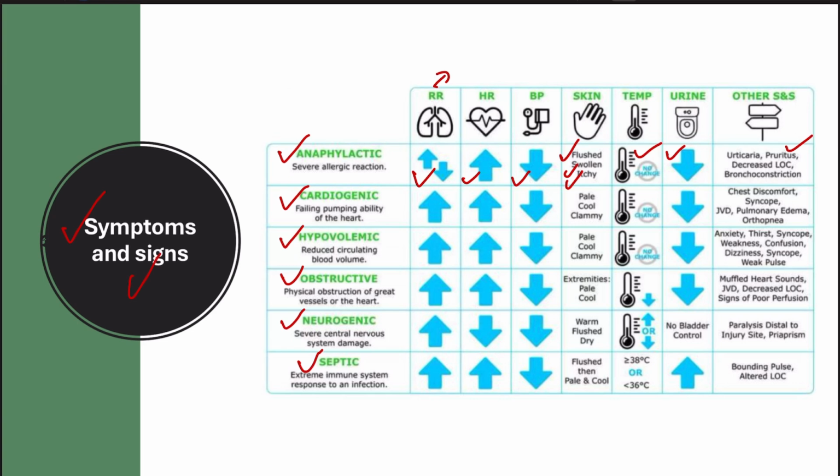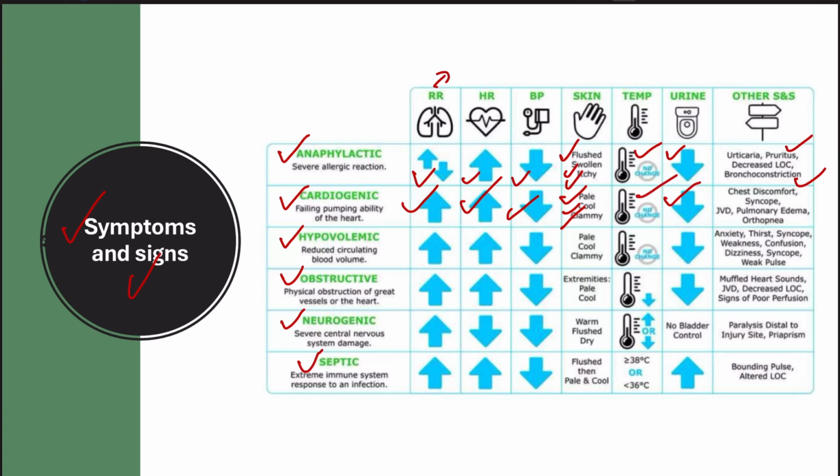Then there is bronchoconstriction. On the other hand, we have cardiogenic shock, where there is an increase in the respiratory rate and the heart rate, but the BP falls because the heart is not able to pump enough blood. So here we will get pale, cool, clammy extremities. Here also the urine output will decrease. There will be no change in temperature.